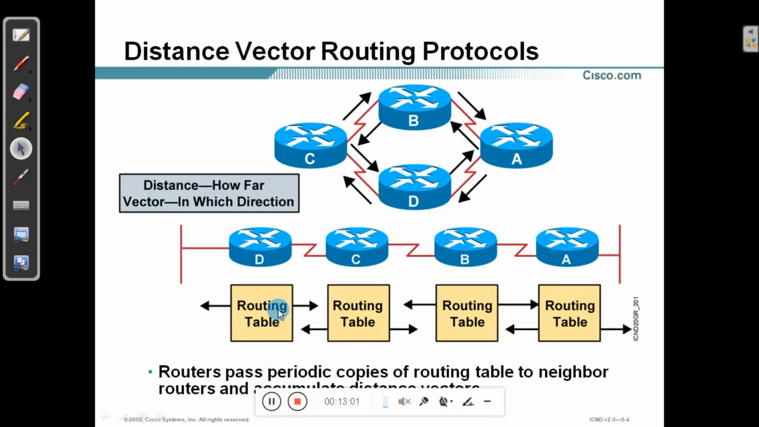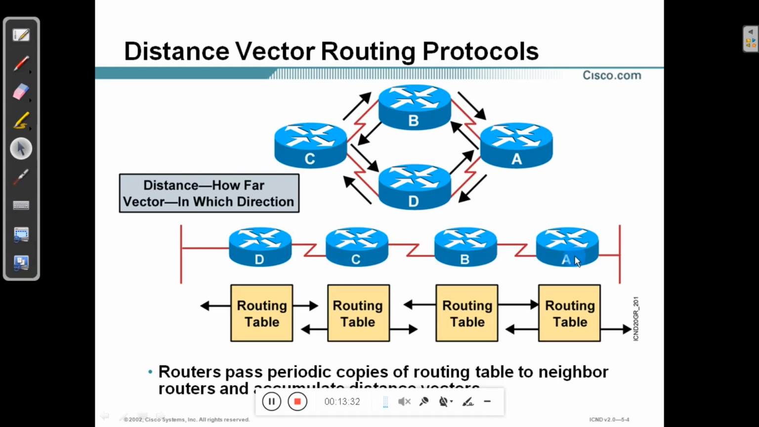So the distance vector routing protocols. In a distance vector routing protocol, each router will send the update in terms of two parameters. One is the distance, how far, and the second one is the vector, in which direction. For example, for router D, router A is 3 hops away in the direction of router C.